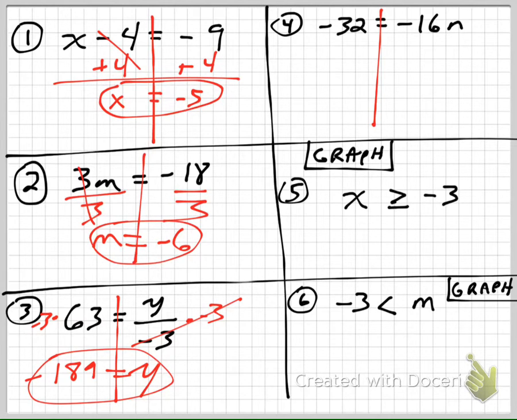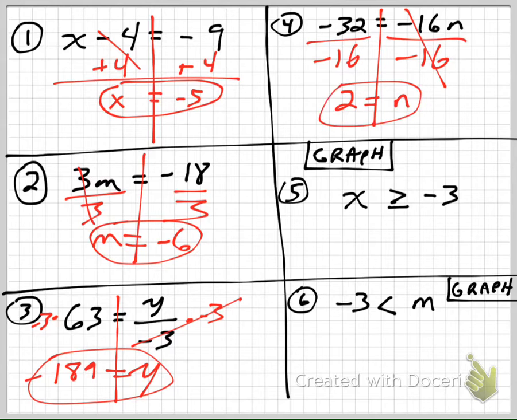Number 4, line down the equal sign. Variable's not happy, not alone. Being multiplied by negative 16. How do I get rid of that negative 16 then? Divide by negative 16. Divide by negative 16. Those negative 16s are gone. N equals. A negative divided by a negative is a positive. 32 divided by 16, 2. N equals 2.